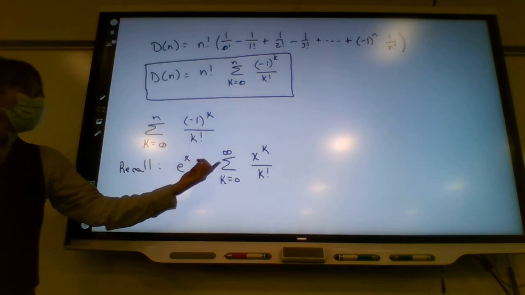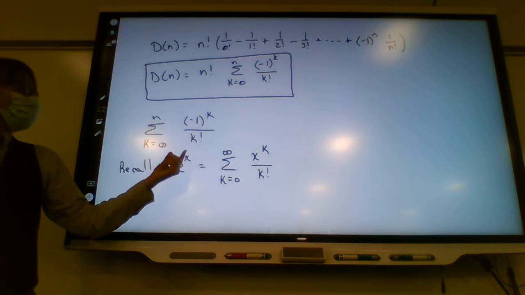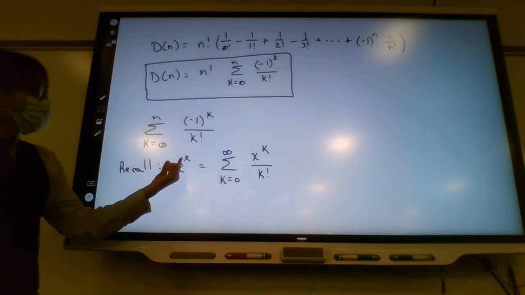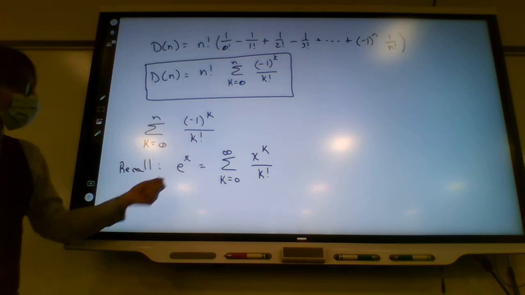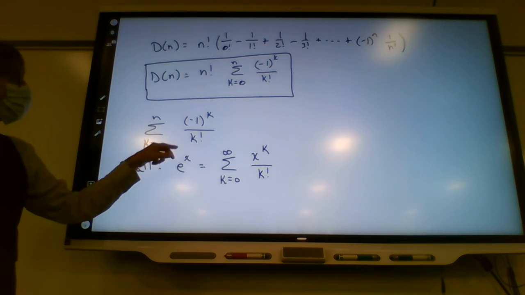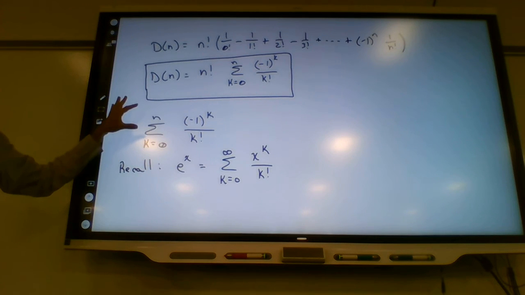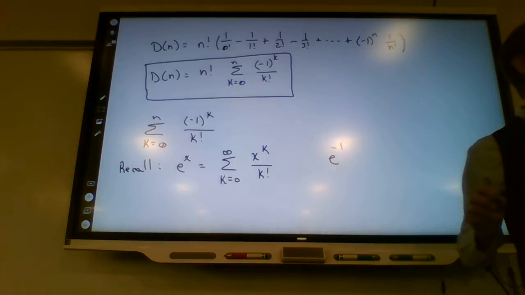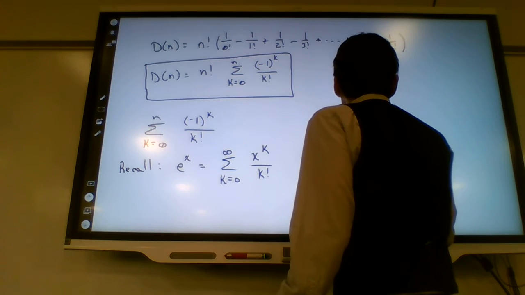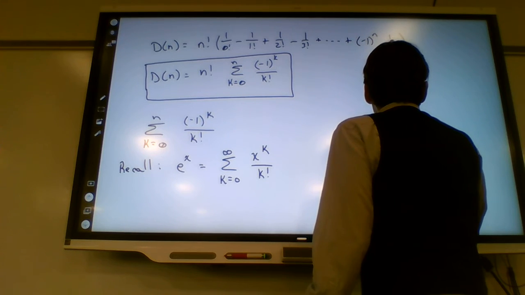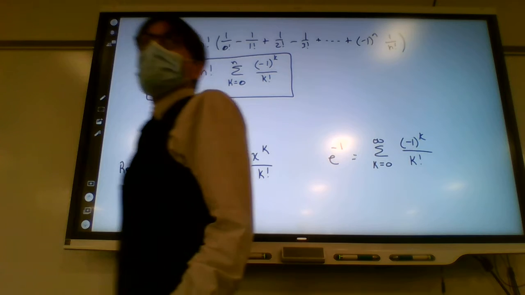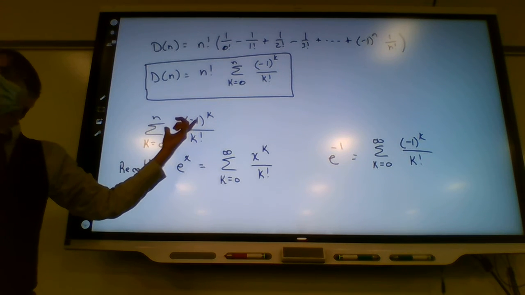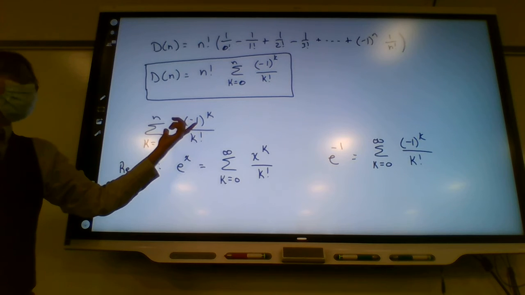Not quite. What's different? This has an x and that has an x, and there aren't any x's here. And that goes to infinity rather than stopping at n. What x could we put in here to make this look more like that? x equals negative 1. All right, so e to the negative 1, or 1 over e, is that. Well, that's not quite what we have right here. But if n gets big, it's awfully close. If n doesn't get big, it's pretty close as well.